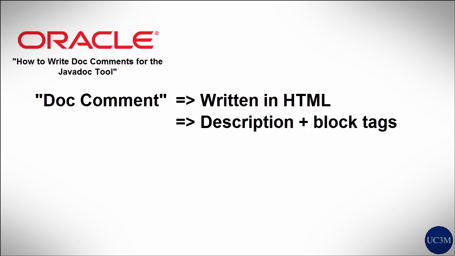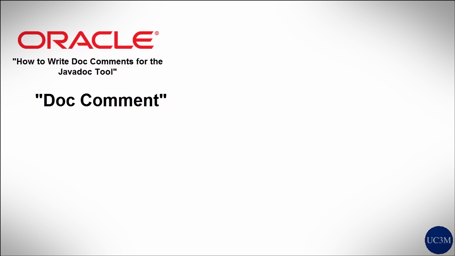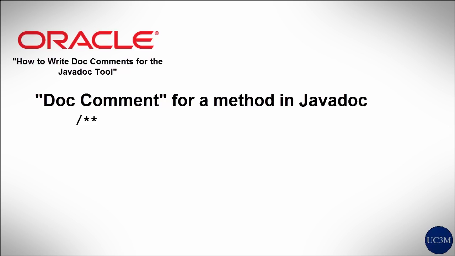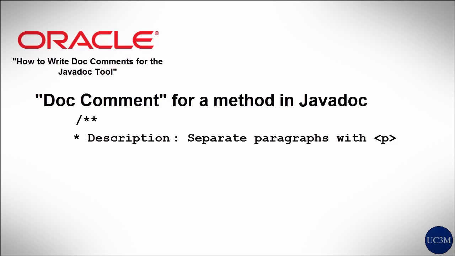Do not worry if you don't know HTML. We will cover the tags that you should use and how to use them. Let's think about a method that we have just created and the kind of information that should be provided for it in Javadoc. You should start your doc comment with a brief and complete description of what the method does. If you have more than 1 paragraph in your doc comment, separate them with a P tag. Then, insert a blank comment line between the description and the block of tags.